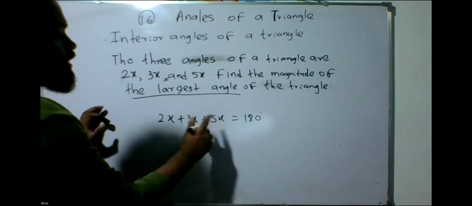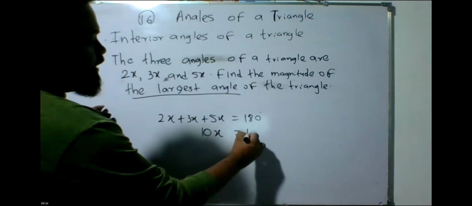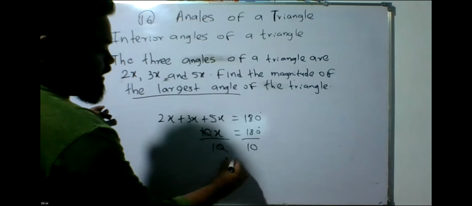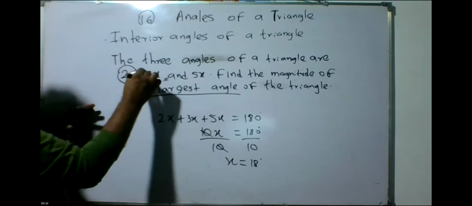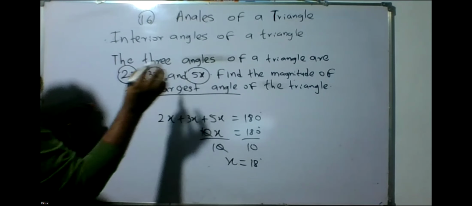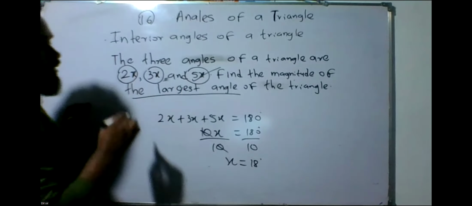2x, 3x, 5x. 2 plus 3, 5, 5 plus 5, 10. 10x equal 180. Then you can divide both sides by 10. x equals 18. What are the three angles? 2x, 3x, 5x. Same x value with that. Then definitely, this should be the largest one, the 5x one.